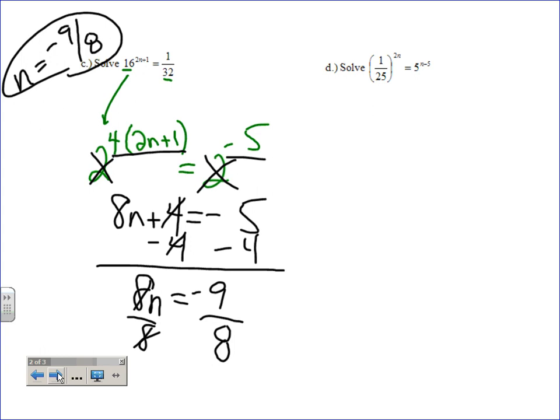Any questions on any of those so far? Well, don't we kind of have the same problem with the next? Well, what base are we going to go for? 5, right? So the right side's set. How are we going to fix this other side? Because it's really 1 over 5 squared, right?